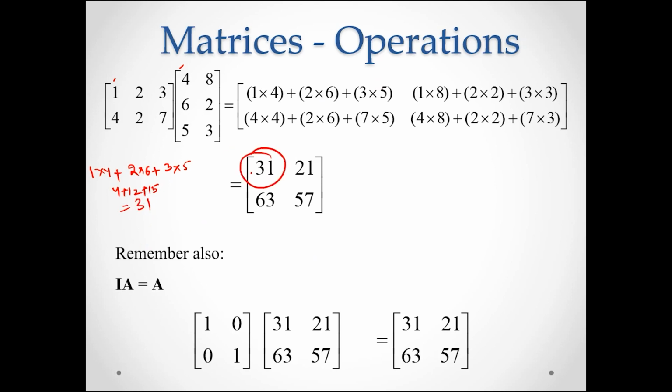So the first entry C11 will be 31. The second one: 1 will be multiplied with 8, 2 will be multiplied with 2, plus the third entry 3 will be multiplied with 3. So we have 8 plus 4 plus 9, that is 12 plus 9, that will be equal to 21. I apologize for the error, thank you, and rectify it here and there.